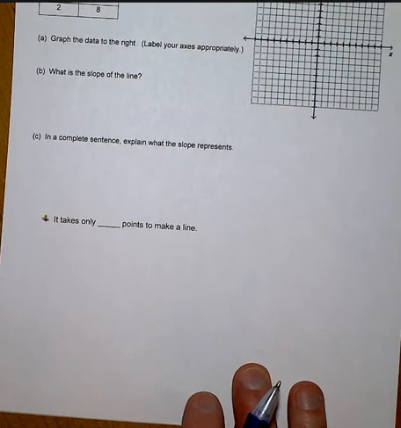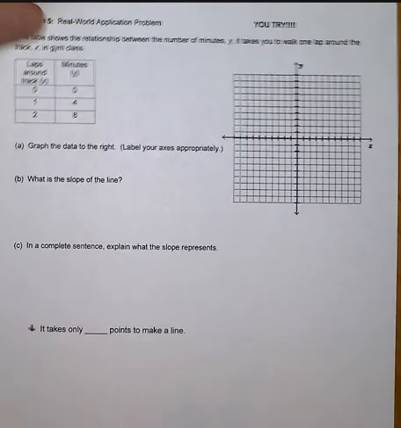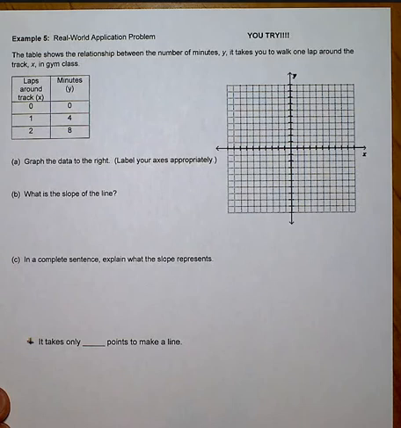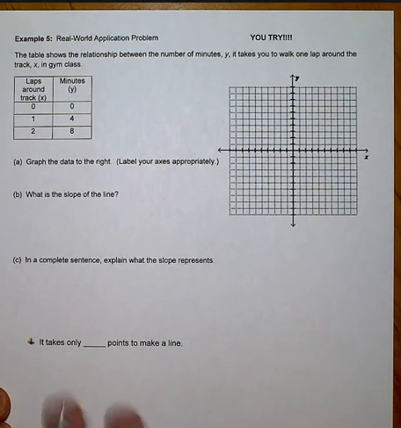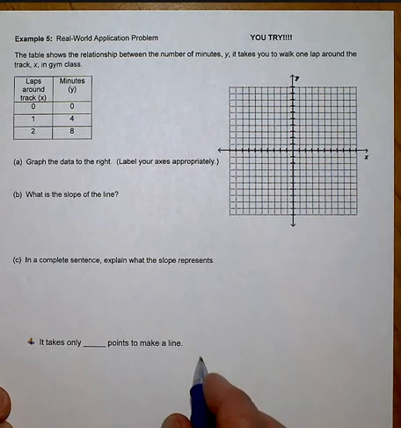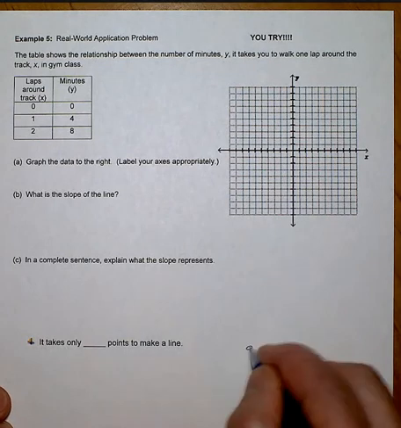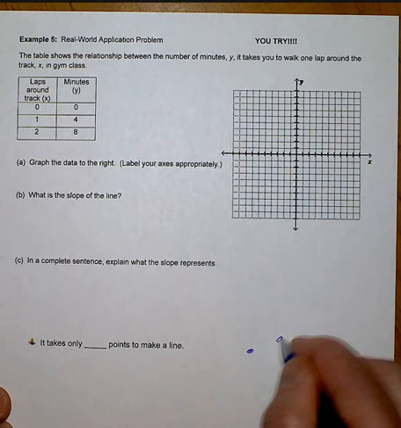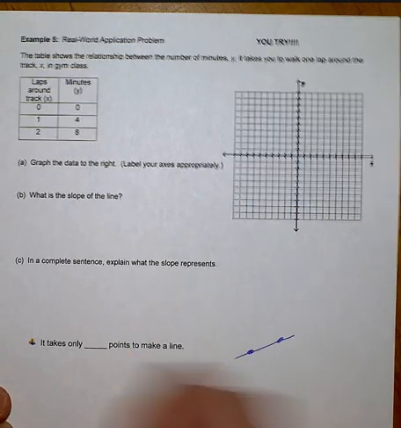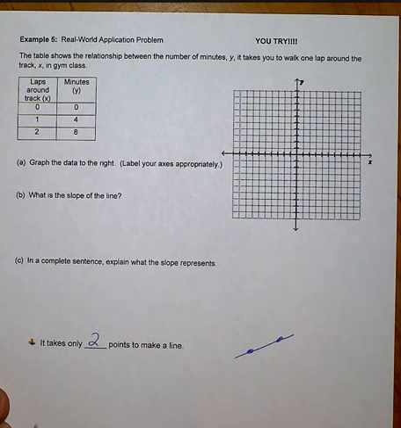There's a You Try for number 5. So you guys try this at home or when we get back. We're going to do some more exercises, but it really only takes how many points to make a line? If I give you a point, I need at least 2 points to make a line. At least. We typically graph 3 though. Alright, see you guys in class tomorrow.